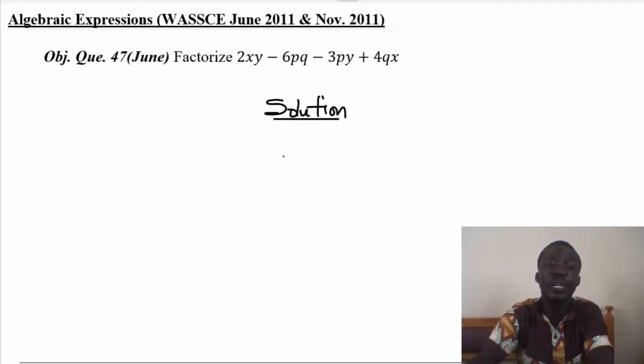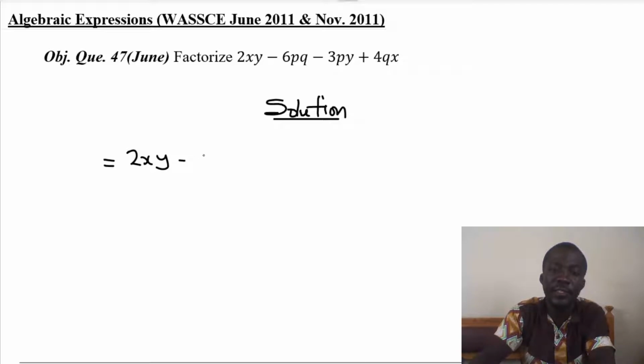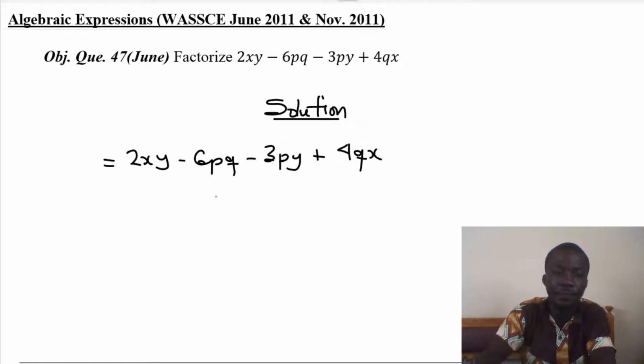The solution to objective question 47, June, which says we should factorize 2xy minus 6pq minus 3py plus 4qx.